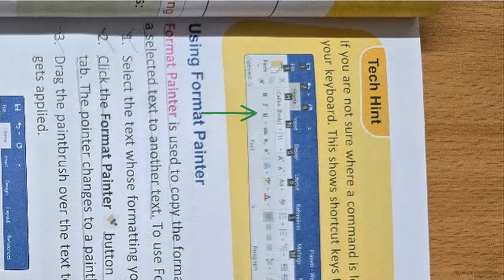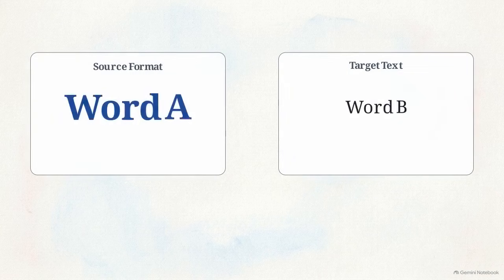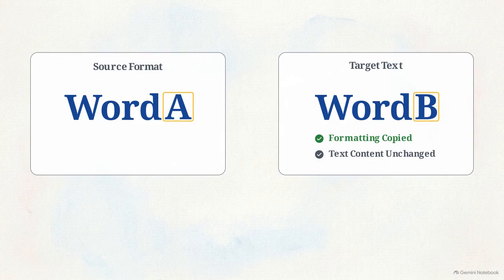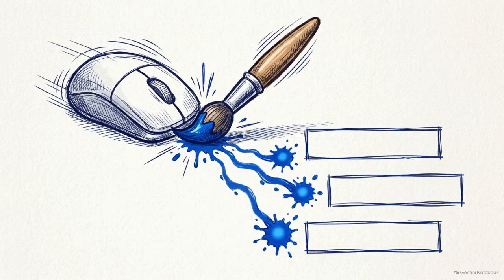Looking at the top left of the screen, inside the clipboard group, you'll find the Format Painter button. Remember this distinction for your test. The Format Painter copies formatting, like font size and color. It does not copy the actual text. Double-clicking the Format Painter icon lets you apply that same formatting to multiple blocks of text without reselecting it.